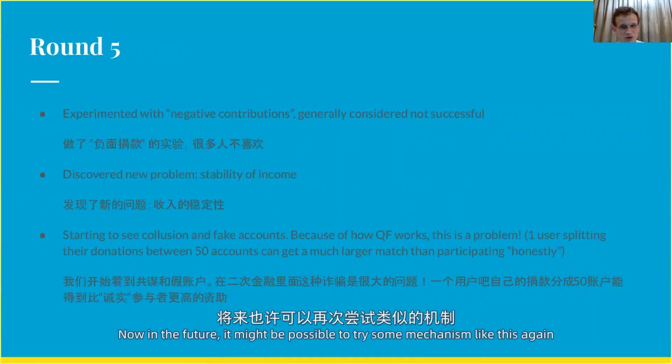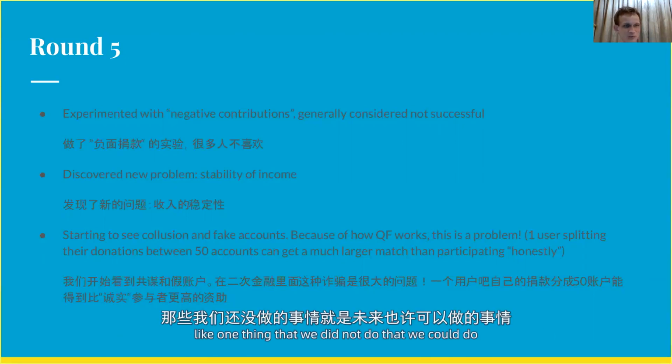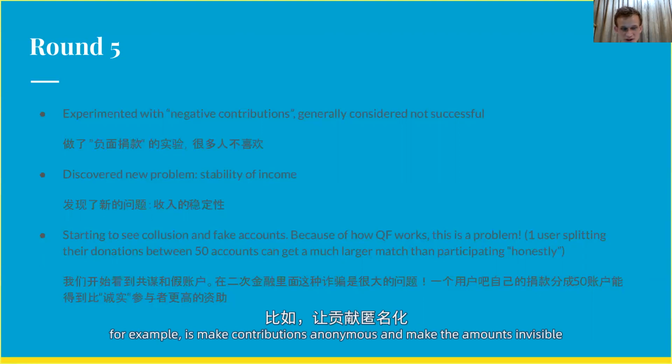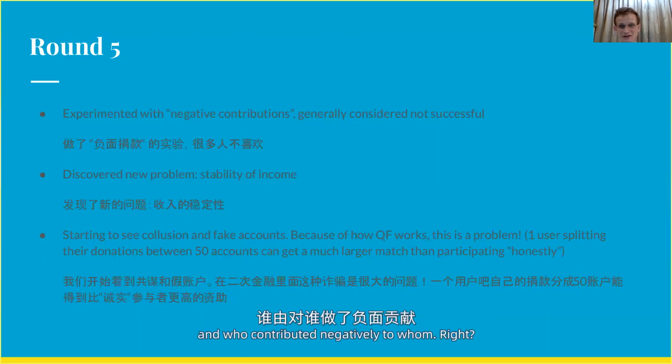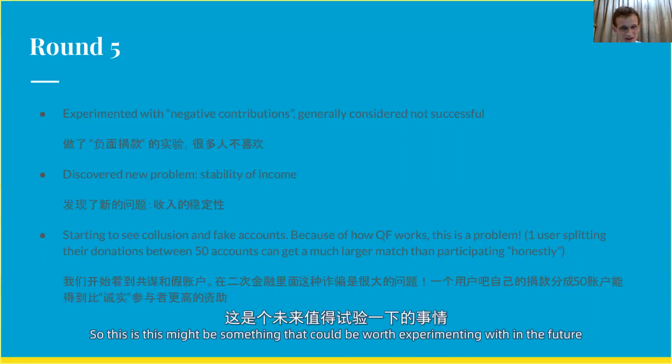Now, of course, in the future, it might be possible to try some mechanism like this again. One thing that we did not do that we could do, for example, is make contributions anonymous and make the amounts invisible so that people can't just see how everyone else contributed and who contributed positively and who contributed negatively to whom, right? So this might be something that could be worth experimenting with in the future.